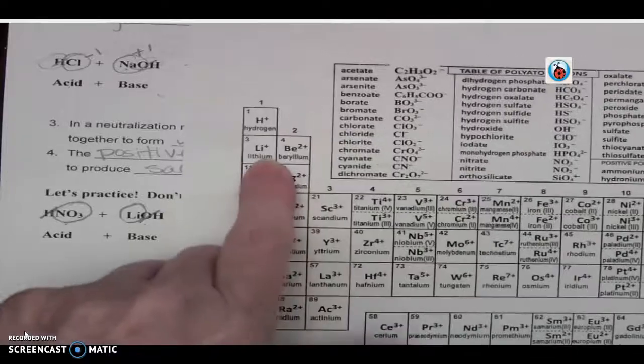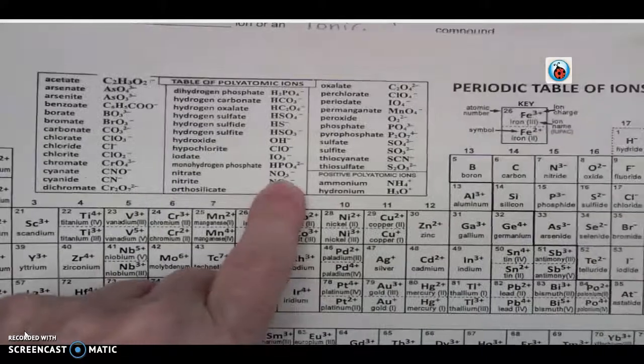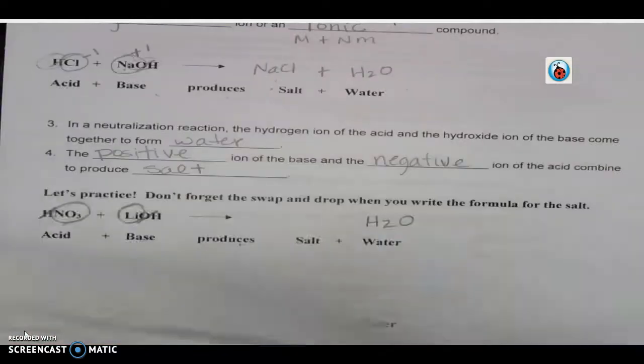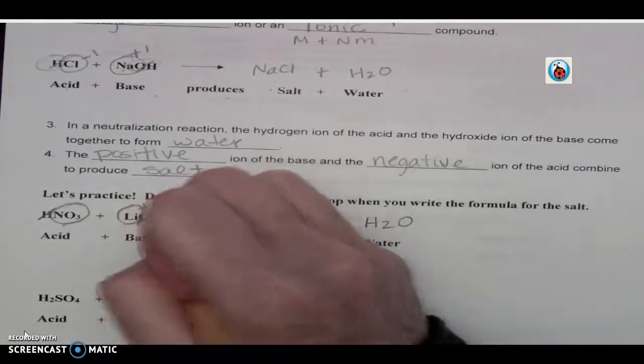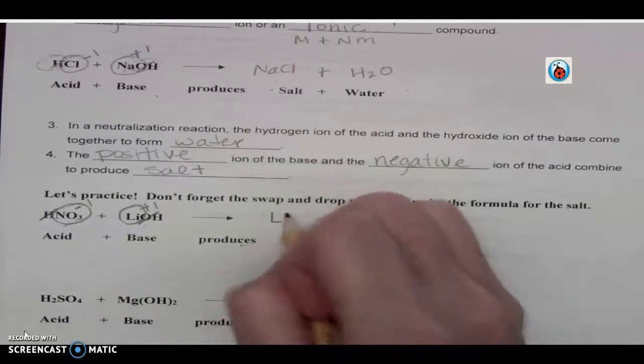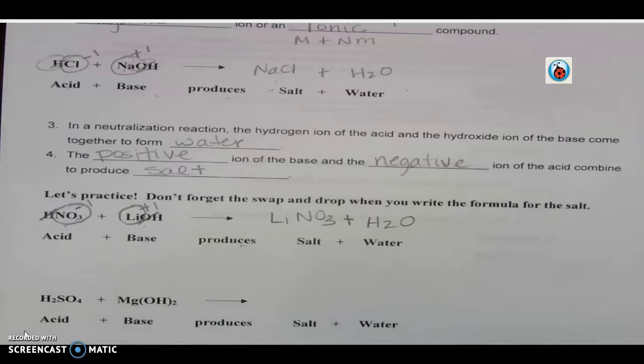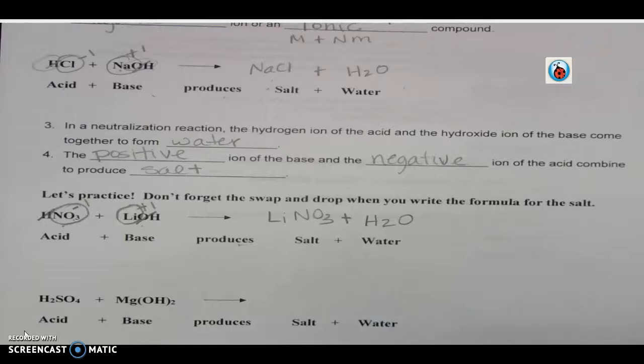Okay, so lithium has a +1 charge, and NO3 nitrate has a -1 charge. So let's put those up there. I've got the +1 lithium, the -1 nitrate, and we're going to form lithium nitrate. A +1 and a -1 cancels out. My positive ion's in front, so I get LiNO3 plus water. Okay, this is not a balanced equation, by the way. Later on, you will have to balance these.